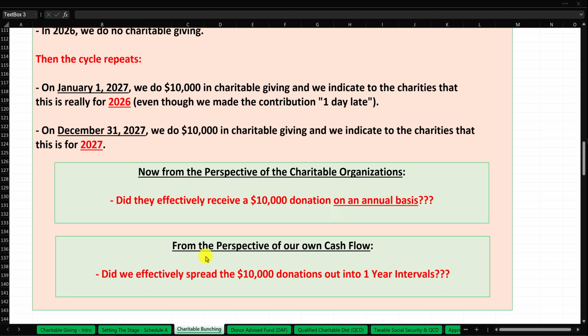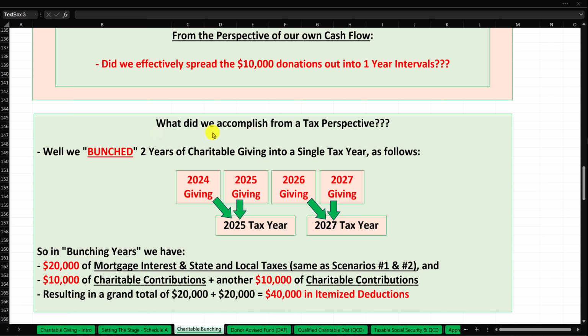And then from the perspective of our own cash flow or our own giving needs, did we effectively spread the $10,000 donations out into 1 year intervals? And again, we did. This is effectively a 1 year interval right here, even though technically both occurred in the same tax year. Okay, so what did we accomplish from a tax perspective?